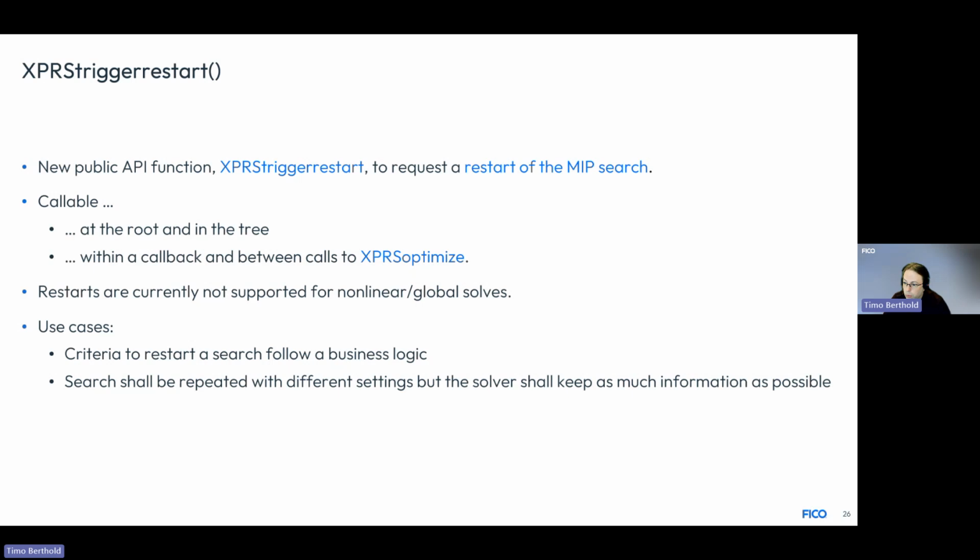Or you generally want to try solving the problem with two different settings because you know that such a portfolio approach works best for your types of problems, but you do not want the solver to start from scratch, but it should keep as much information as possible for the second one of your portfolio solve, not only solutions, but global variable fixings, cuts, branching statistics. So calling XPRStriggerrestart is a way to achieve this.